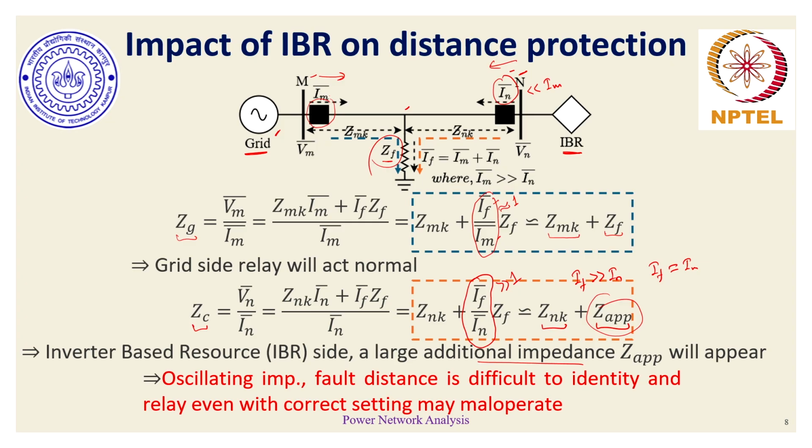The issue with this operation is that the distance element present near the inverter based resource will basically be seeing a fault which has occurred far beyond the actual location, because ZAP is going to be much larger than ZF, and as a result the impedance seen by the fault distance element would be varying in terms of the current contribution from the inverter based resources. So fault distance is difficult to identify, and the relay may even maloperate with correct settings provided, because the relay would be sensing a fault location beyond the actual value.